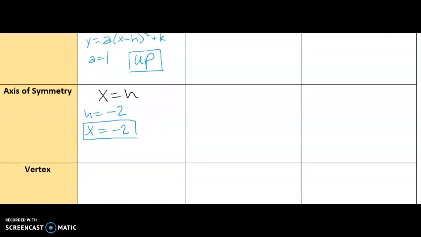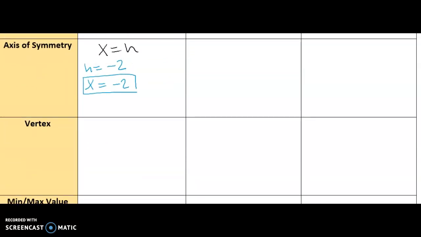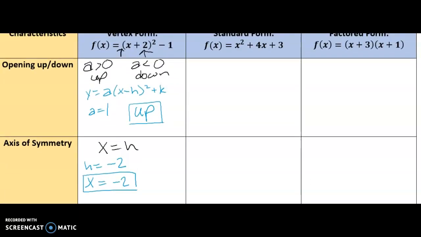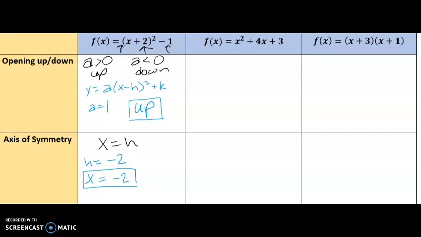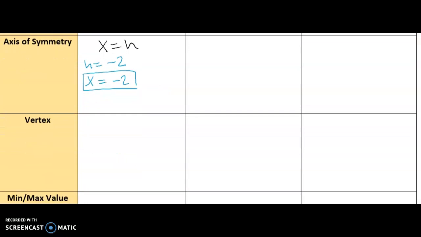Okay. Moving on to vertex. Now for the vertex, we already have the first part of it, h. The second part of our vertex comes from k, which is right here at the end. Now, since it's plus k in our formula, it stays as a negative 1. So our vertex we can pull directly from vertex form as negative 2, negative 1. So to find that, we always do h, comma, k. And in this problem, that would be negative 2, comma, negative 1. Just remember that your h is always the opposite of the sign you see.